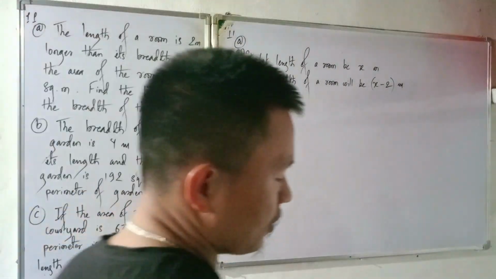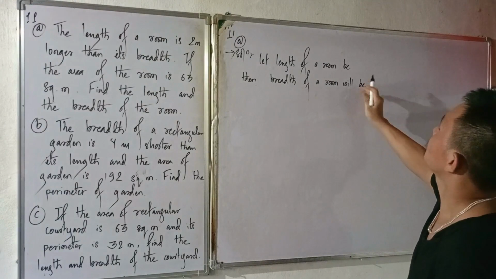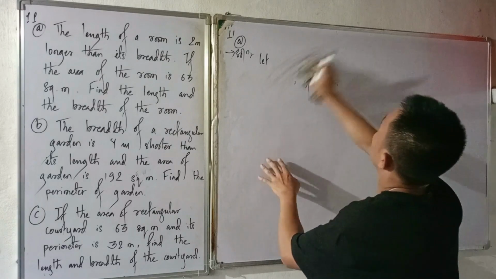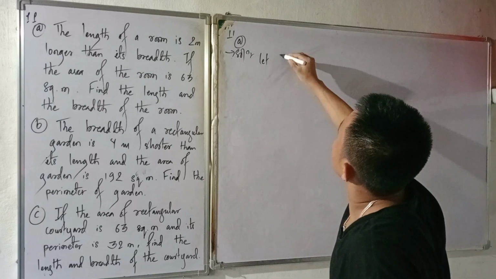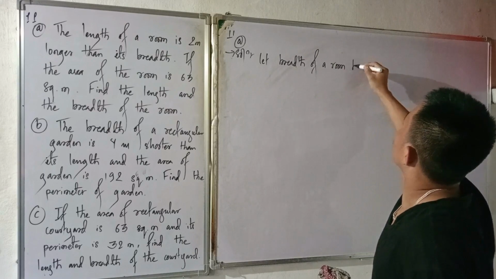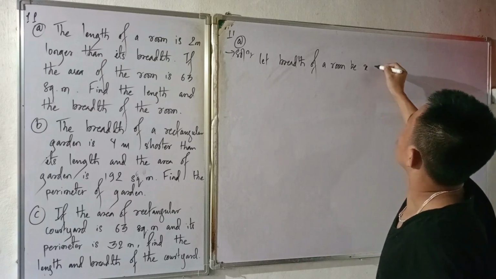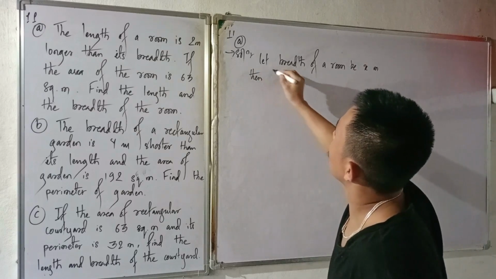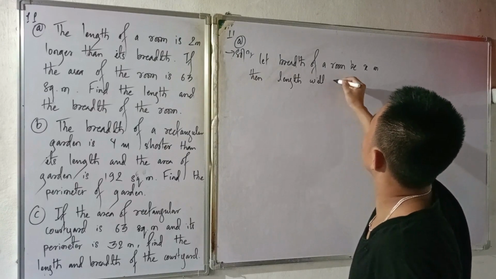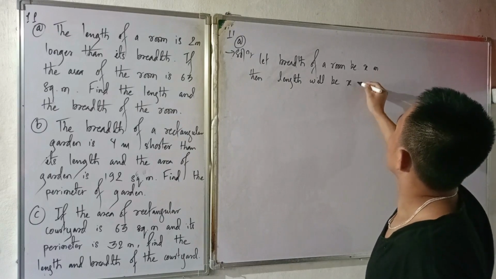Or if you find this very confusing, you can also do like this, but the outcome will be the same. If you consider the breadth of the room, let the breadth of the room be x meter, then according to the question, length is 2 meter more than the breadth, means length should be x plus 2 meter.